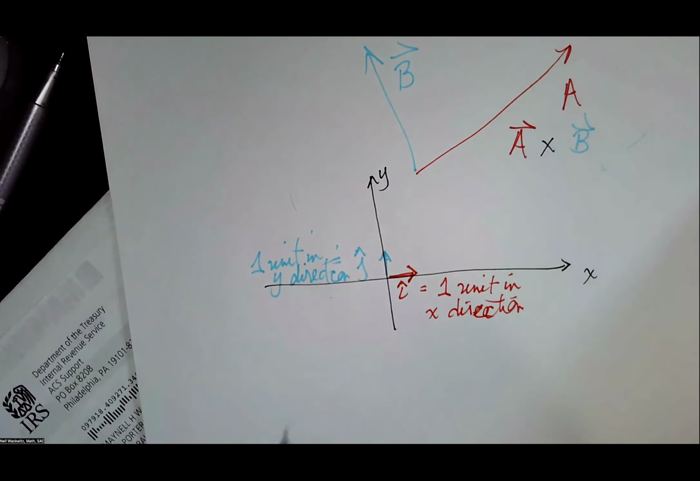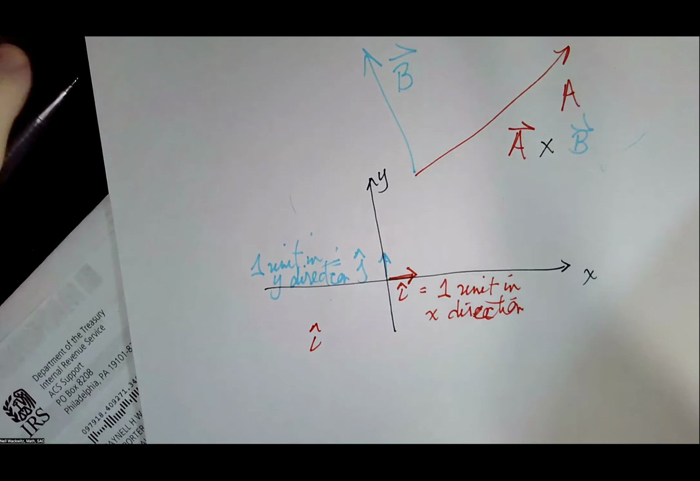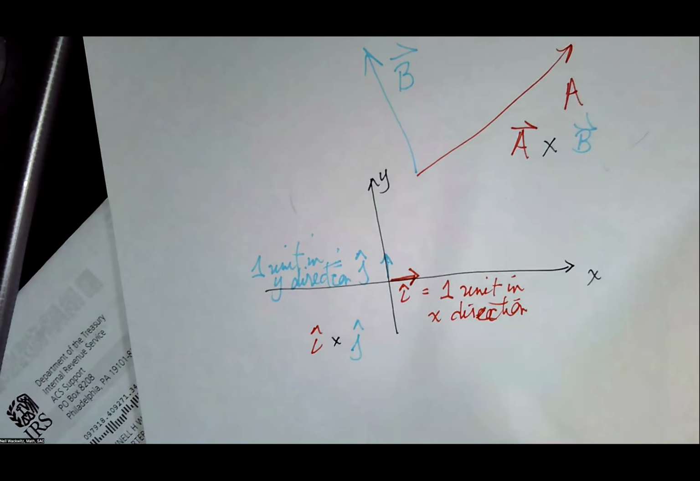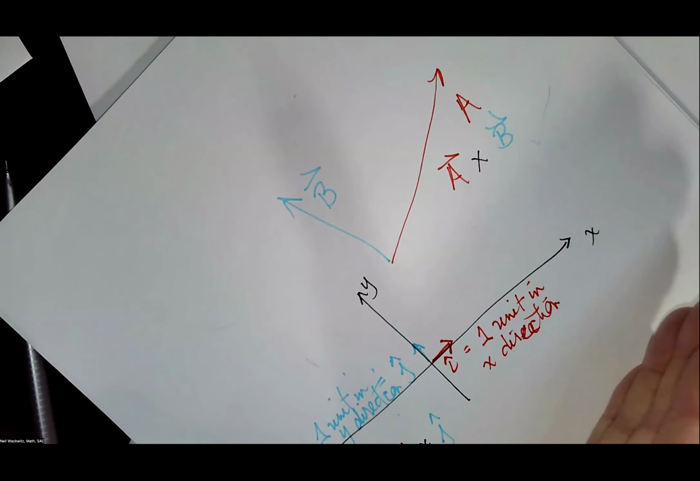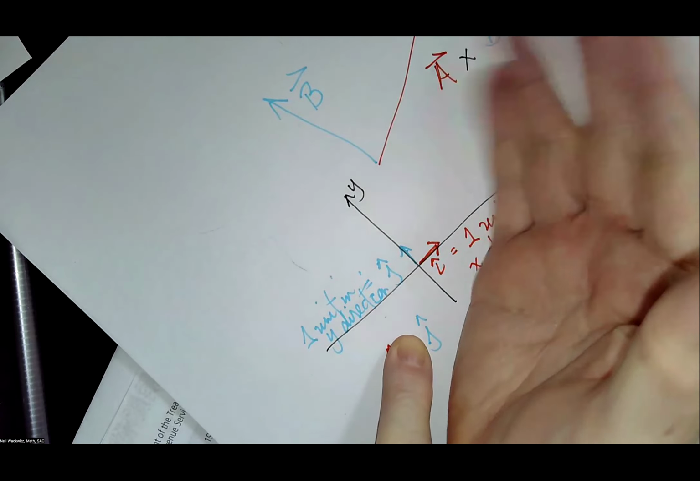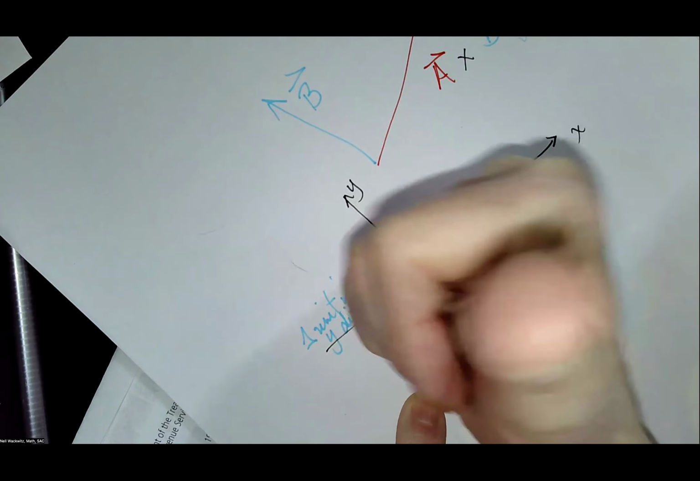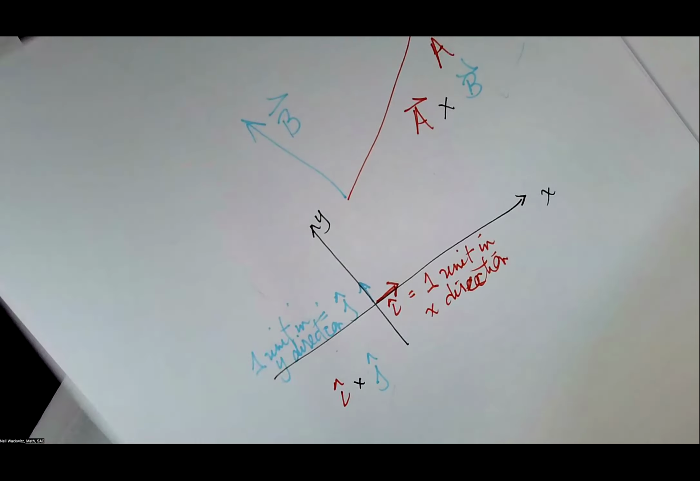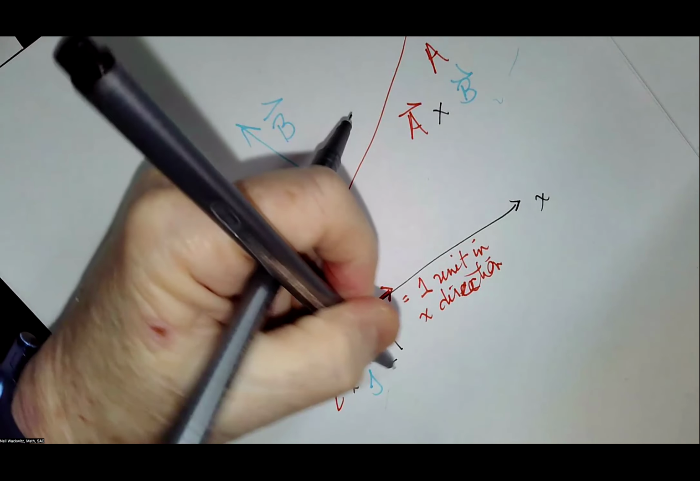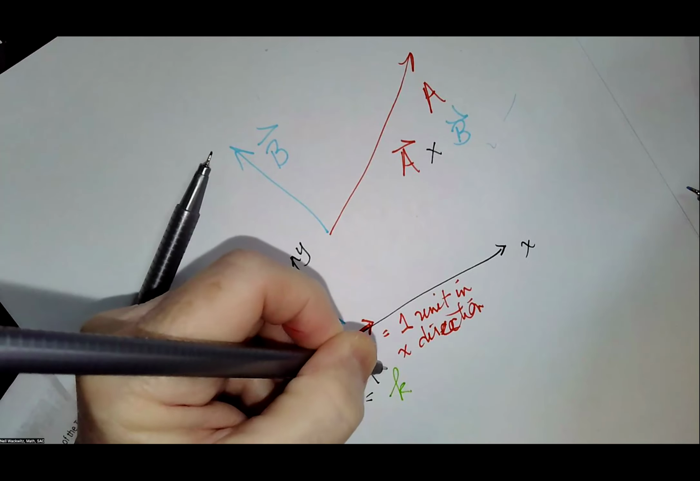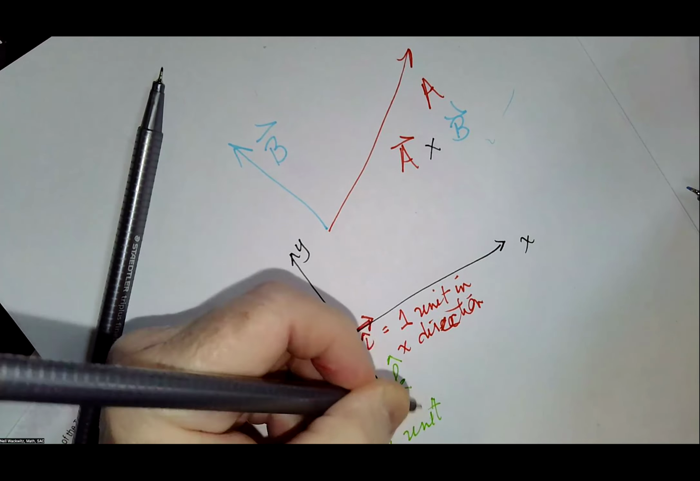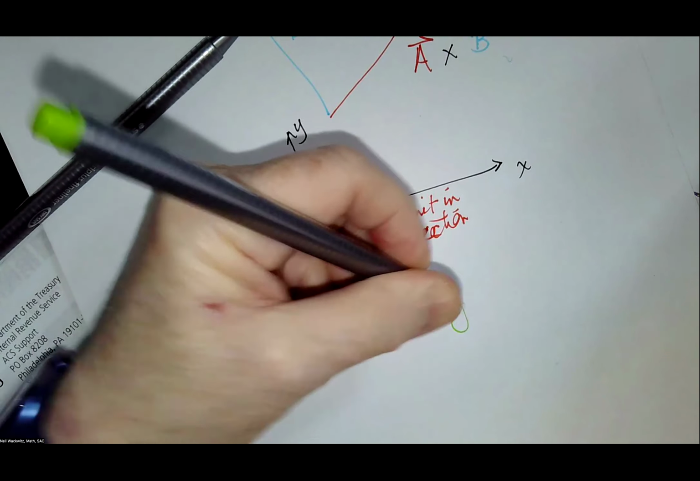And let's see what i cross j looks like. So let's see, start with our fingers along the first one. So we started with i, fingers along i. We wrap towards, fingers curled toward j. The answer is up. And maybe you can see that we are indeed describing the k vector, which is one unit along the z-axis.